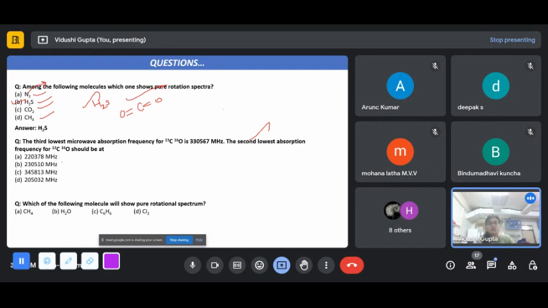You know the third lowest microwave absorption frequency is 6B. For the first it is 2B, for the second lowest absorption frequency it's 4B. So that you have to calculate. For the third lowest microwave absorption frequency 6B, it is given as 330567 megahertz.